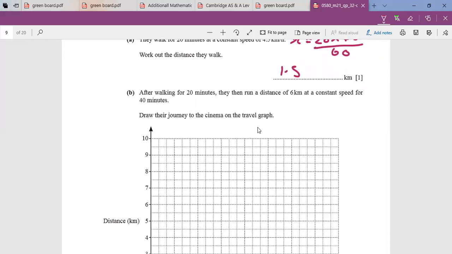After walking for 20 minutes, they then run a distance of 6 kilometers at a constant speed for 40 minutes. Draw their journey to the cinema on the travel graph.